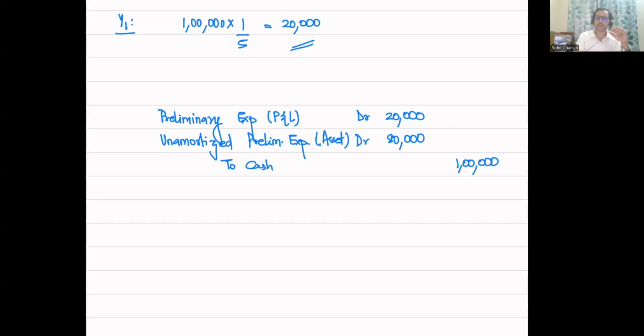I am basically parking this as an asset in my tax books of accounts because it is not allowed as a deduction in the first year. Therefore, I'm deferring it. I'm creating an artificial asset in my tax books of accounts, and that will be allowed as a deduction over the next 4 years.